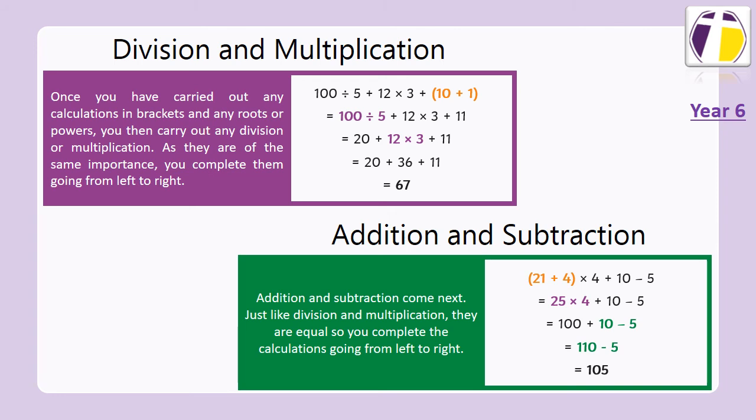21 add 4 times 4 add 10 minus 5. Here we can see 21 add 4 is in brackets. So this already becomes 25. We then complete 25 multiplied by 4 next, because this is multiplication. 25 multiplied by 4 is 100, and then we are left with the end of our calculation. 100 add 10, take away 5. We can therefore do 100 add 10, which is 110, and then take away the 5, which leaves us with 105.